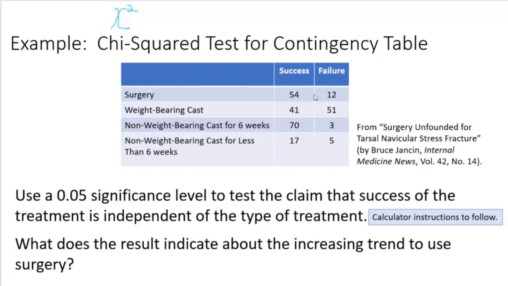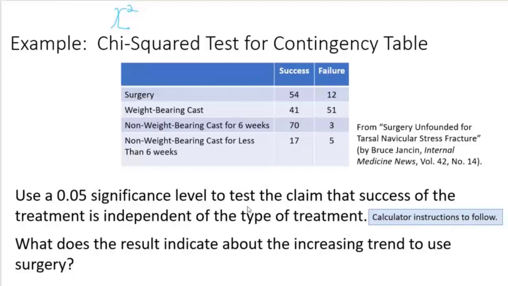But we can take even these, they don't have to have the same number of trials in each one. We can take something like this and we can test a claim that the success of treatment is independent from the type of treatment. Okay, so that would mean that whether or not you're successful or a failure on the treatment outcome has nothing to do with the type of treatment you get. Now on the next screen we've got some calculator instructions, so just stay with me and we're going to tell you how to do this on a calculator.